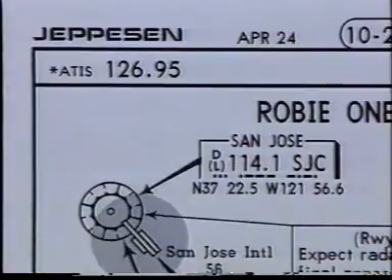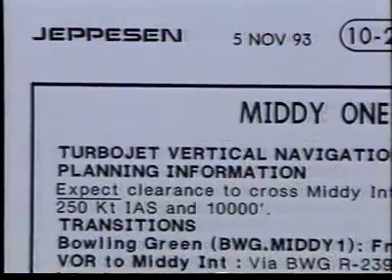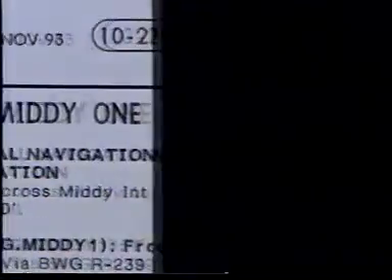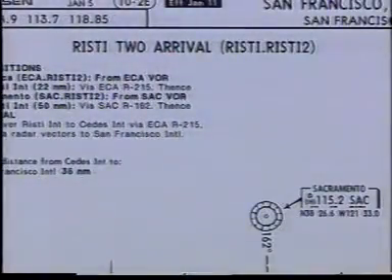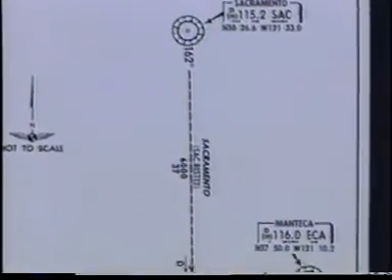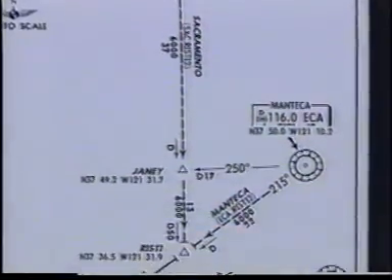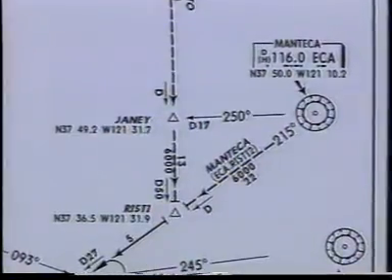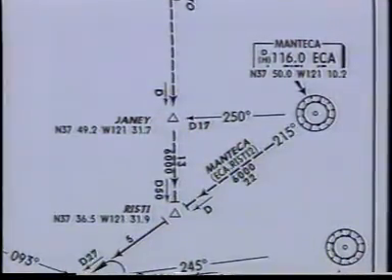STARs often list the ATIS frequency, but may omit the frequency box altogether if it is not provided by the governing authority. The RISTI-2 arrival is a typical STAR because it consists of transition routes and an arrival route from which you can expect radar vectors to the final approach course.